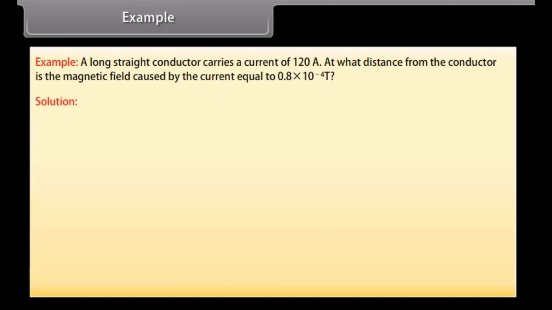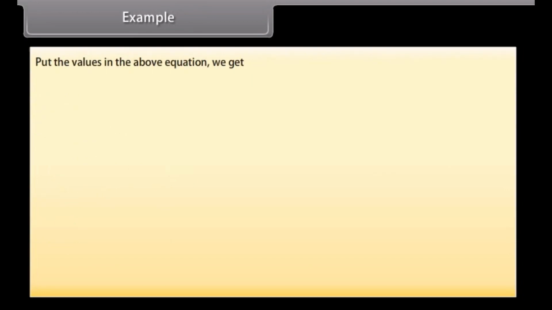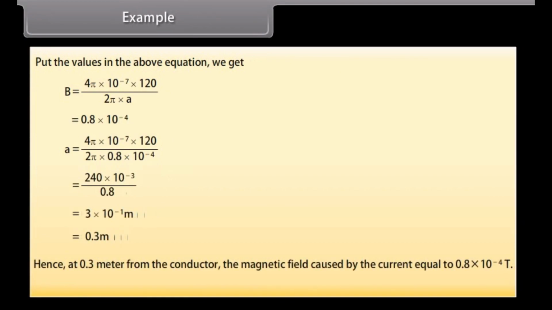Let's see the solution. Here, the given values are I is equal to 120 ampere, B is equal to 0.8 into 10 raised to the power minus 4 Tesla, mu naught is equal to 4 pi into 10 raised to the power minus 7 SI units. We know that B is equal to mu naught I upon 2 pi a. By putting the values in the equation, we get the value of a is equal to 0.3 meters. Hence, at 0.3 meters from the conductor, the magnetic field caused by the current is equal to 0.8 into 10 raised to the power minus 4 Tesla.